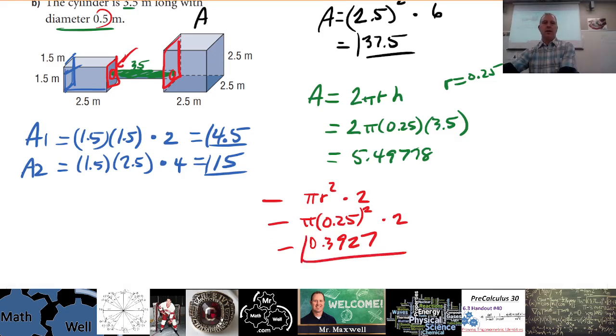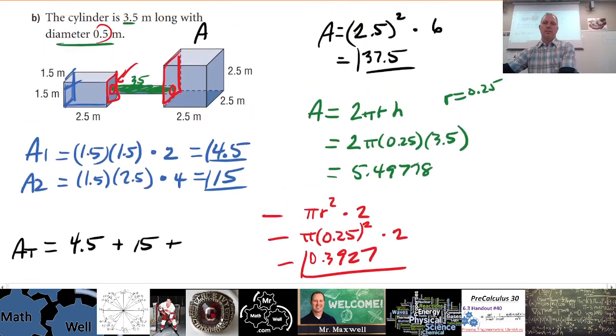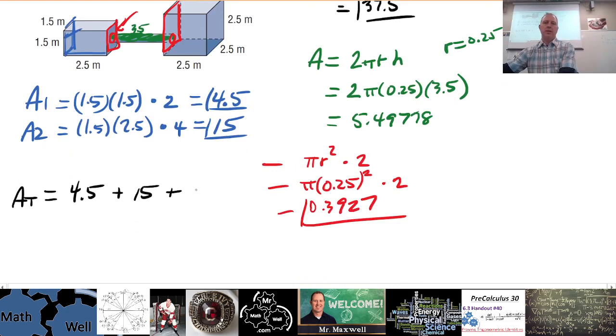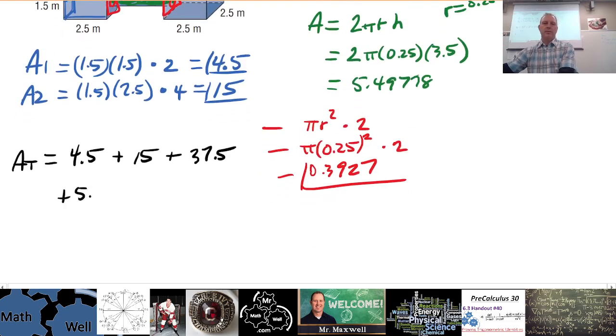So let's add all this up. The area total should be 4.5 plus 15, plus the area of the big cube. Hey, don't move. Do not move until we're finished this. Plus the wraparound part, 5.49778, minus this part right here.